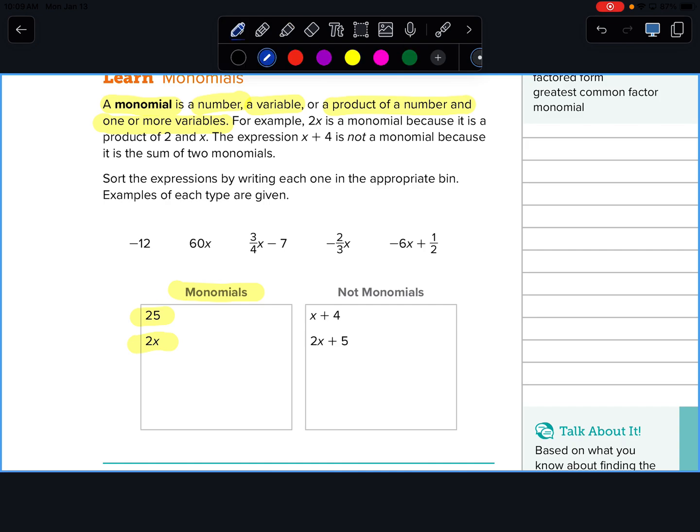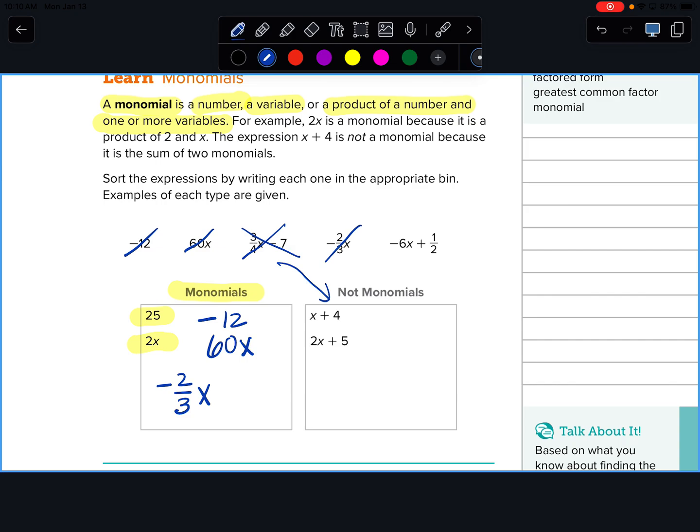So the first one that I see, negative 12, that would go in the category of monomial. It's just a number. 60x is a number times a variable. That would also be a monomial. 3/4 x minus 7, that has two terms. That is not a monomial. That would go over here. Negative 2/3 x, it's also a monomial. It's just a number times a variable. So we use that one. This last one, negative 6x plus 1/2, two terms, not a monomial.